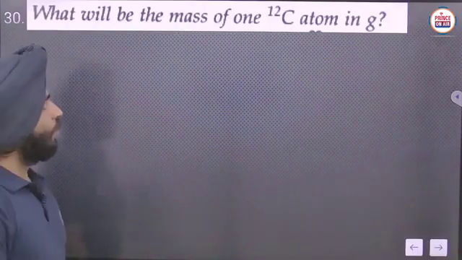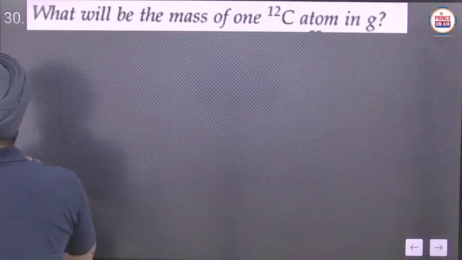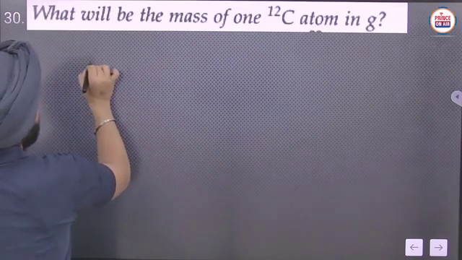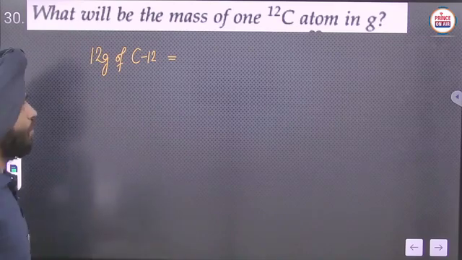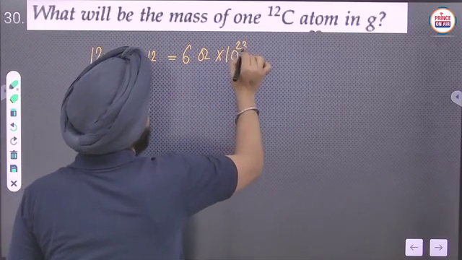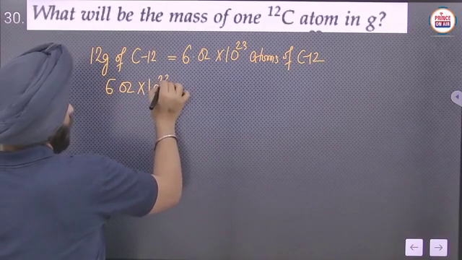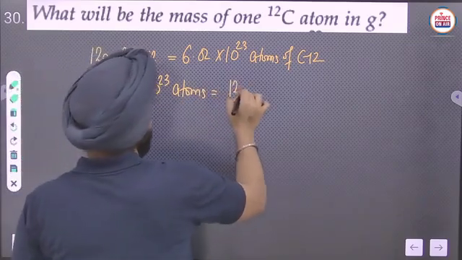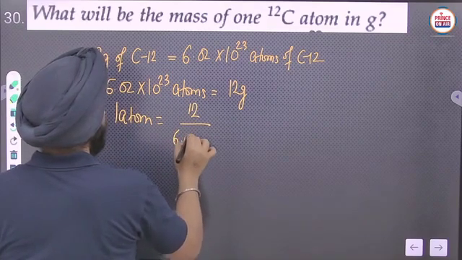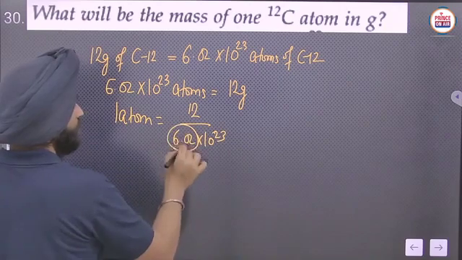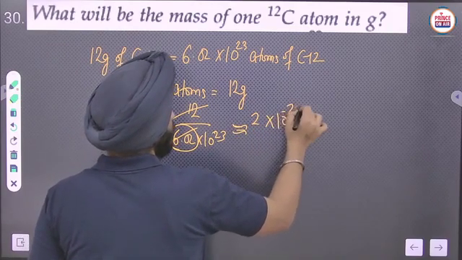Okay then, so next is, what will be the mass of one carbon 12 atom in gram? Okay, so that is a simple question here. See, if we take 12 gram of carbon 12 isotope, it will contain 6.02 into 10 to the power 23 atoms of carbon. Means 6.02 into 10 to the power 23 atoms, their weight is 12 gram. Okay, so for one atom it will come out to be 12 upon 6.02 into 10 to the power 23. So if I consider this value as approximately 6, it will come out to be 2 into 10 to the power minus 23.